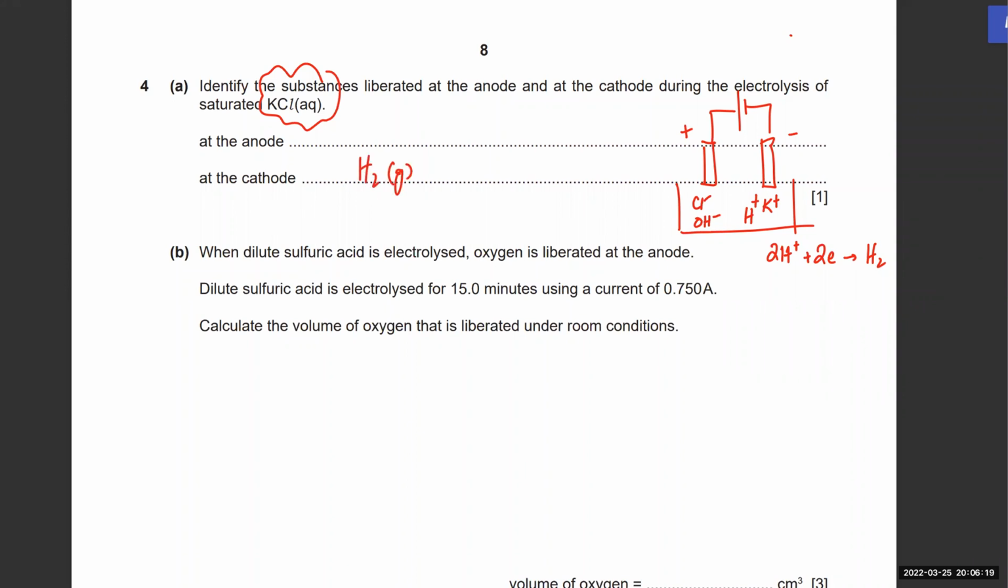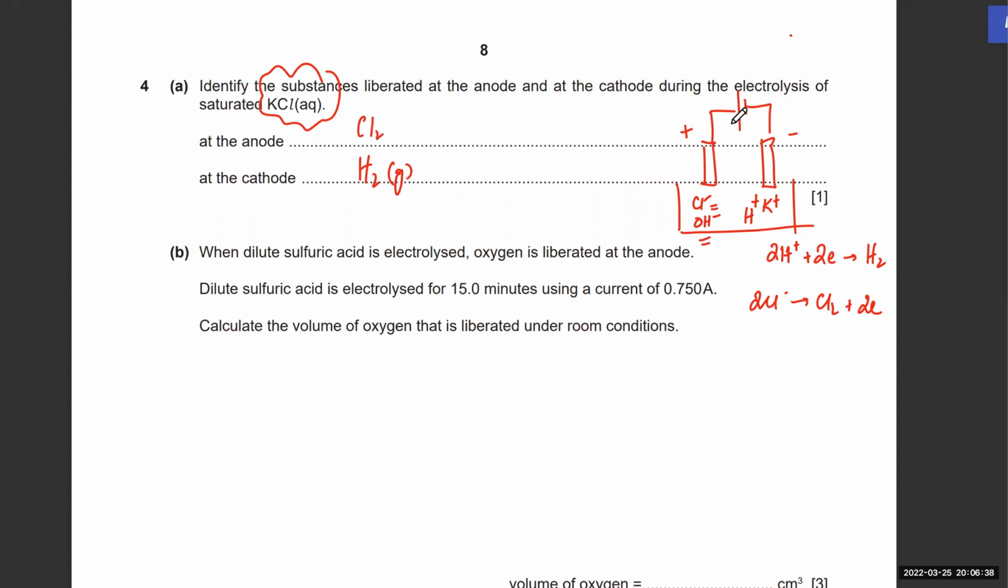And on the other side, you have OH minus 1 and Cl minus 1, but if the solution is concentrated or saturated, it's always Cl minus 1 that gets liberated. So it's going to be 2 Cl minus 1. It would lose electrons to form Cl2 plus 2 electrons, and chlorine gas is going to be formed.